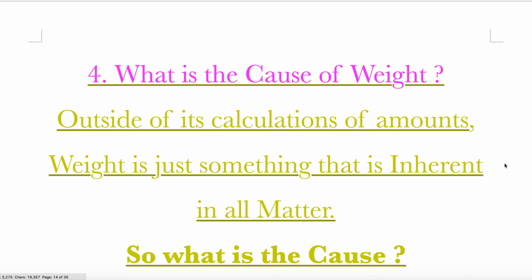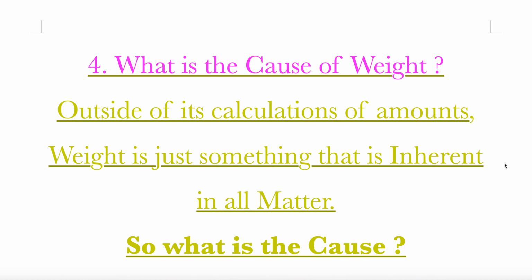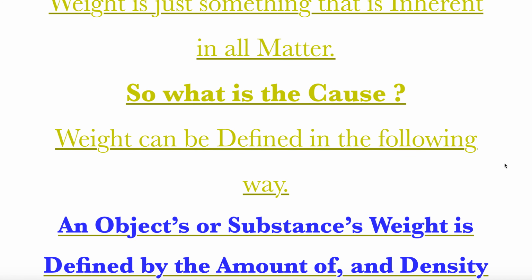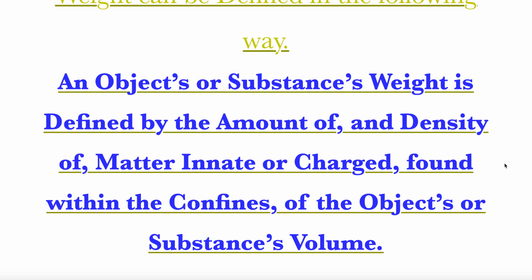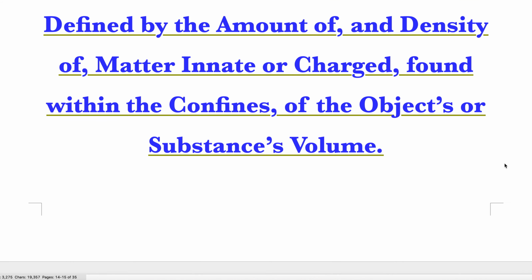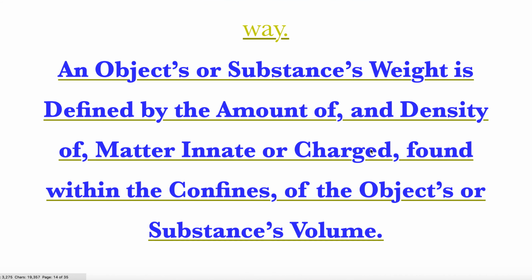Four. What is the cause of weight? Outside of its calculations of amounts, weight is just something that is inherent in all matter. So what is the cause? Weight can be defined in the following way. An object's or substance's weight is defined by the amount of and density of matter, innate or charged, found within the confines of the object's or substance's volume. Okay, I don't think anyone can argue with that. That defines what weight is, colloquially, not in a calculated version. But that's how you have to start there to calculate it.